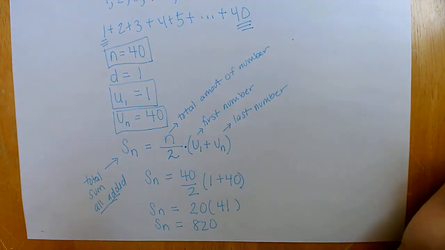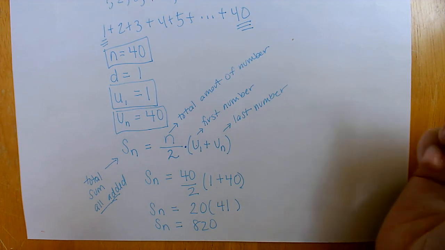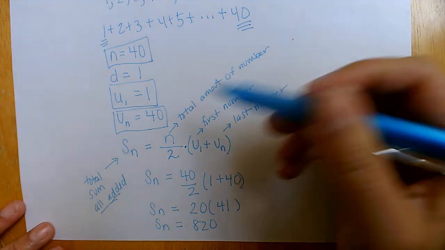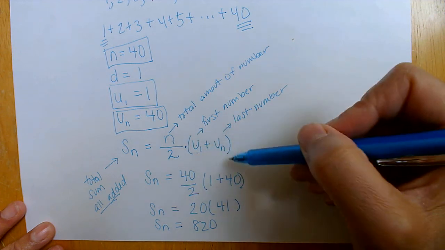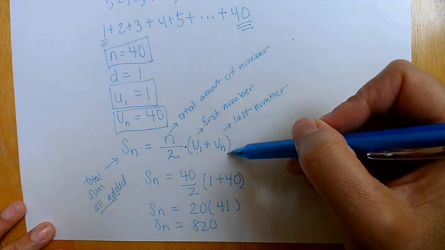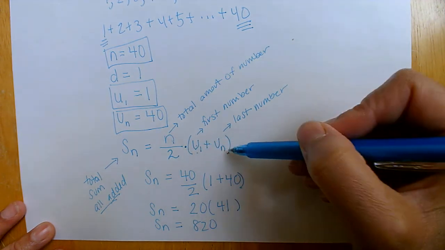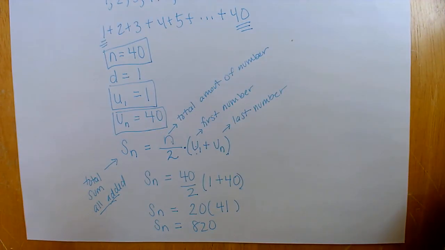If you get confused by me using the word term, you can change the word term into numbers. So this is the total amount of numbers. This is the first number. This is the last number. First and last, add them together, multiply, and we got our answer, 820.